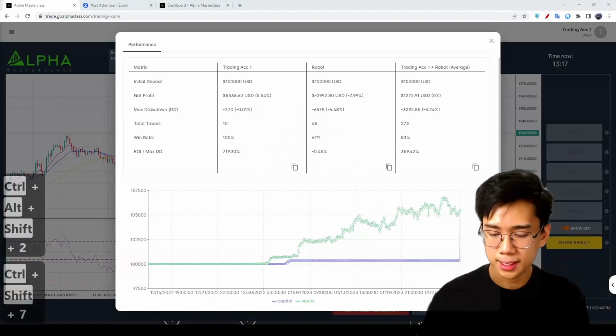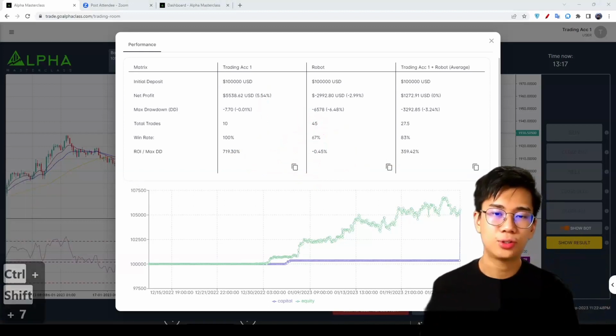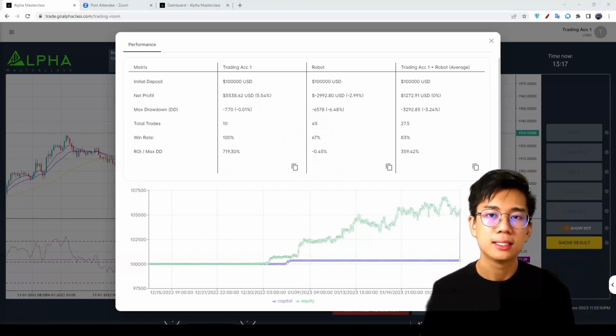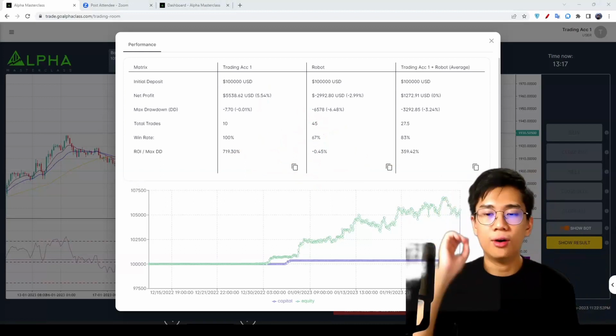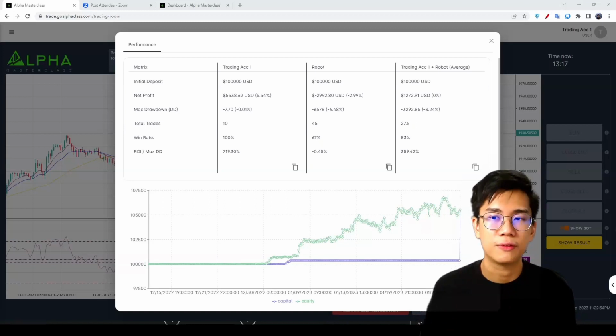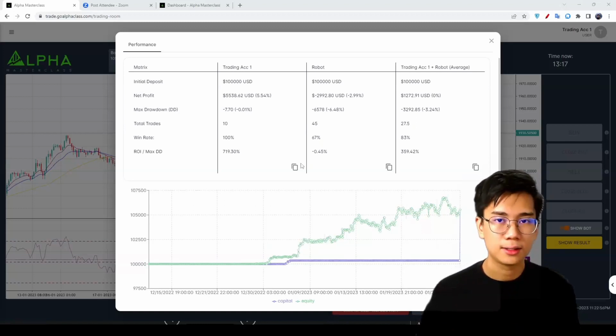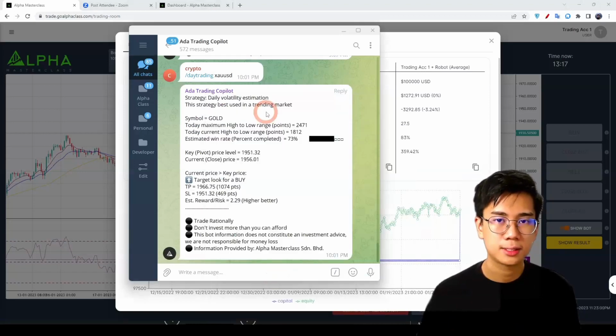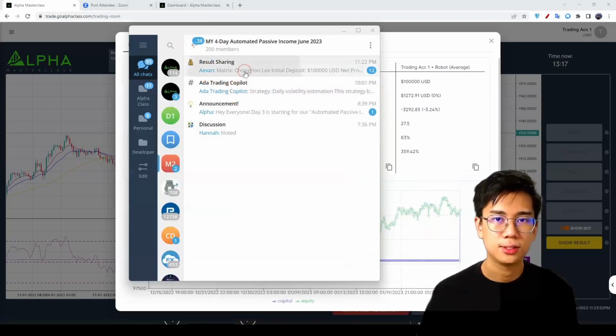So that's why I always say, do not trade for the sake of wanting to trade. Just trade only when you are very confident with it. All right. So same thing. Copy the result here, go to the Telegram groups and share it in the result sharing session.